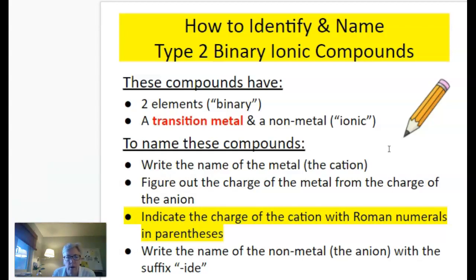To name these, it's really almost the same. You write the name of the metal, but then we have to figure out what the charge of the metal is, and I am going to show you how to do that using the charge of the anion. Then the new twist is that when you write the name, you have to tell the charge of the metal using Roman numerals, and I will show you how to do that. Then you just write the name of the non-metal and change the ending to -ide, just like you've been doing.